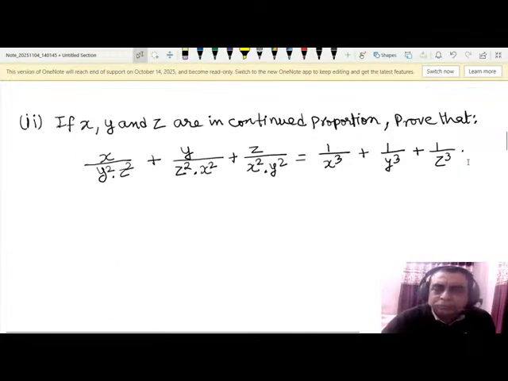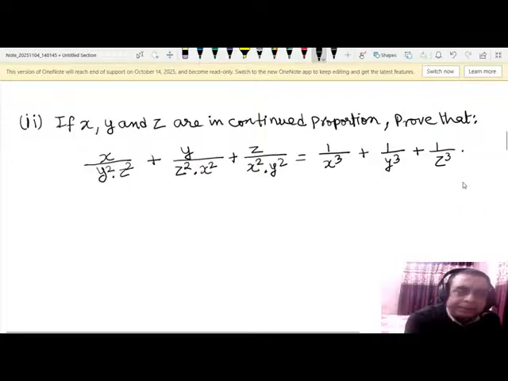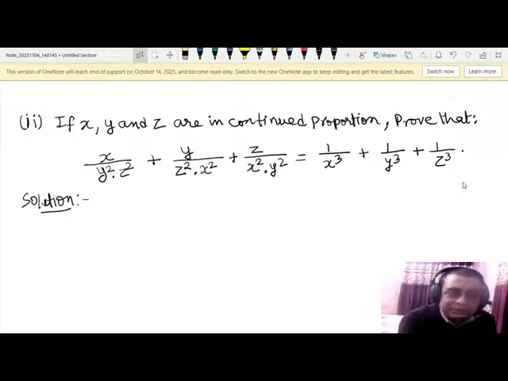Now we are moving to question number 2. So what is the sum saying? Here it is saying there are three numbers x, y, and z which are in continued proportion. So we have to prove that x divided by y squared times z squared, plus y divided by z squared times x squared, plus z divided by x squared times y squared, is equal to 1 upon x cube plus 1 upon y cube plus 1 upon z cube.